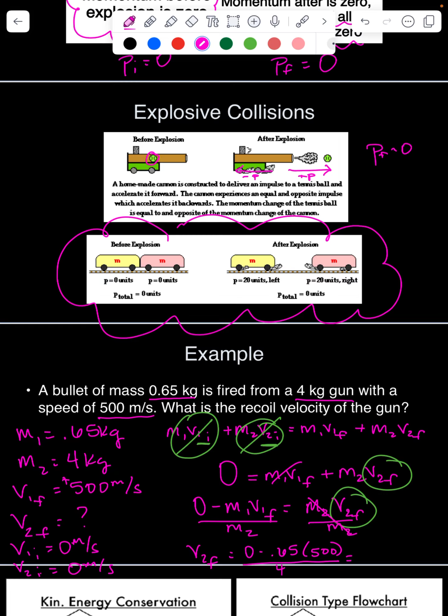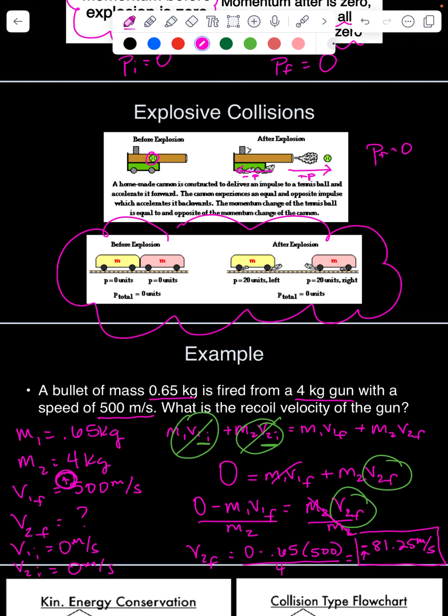All right, so we have 0 minus 0.65 times 500. That's going to give us negative 81.25 meters per second is the recoil velocity of the gun. Now, there are a couple of things that I want you to look at. So that negative is telling us that the gun is going in the opposite direction as the bullet. The bullet, remember, we assumed was going in the positive direction, and the recoil means that it's going in the opposite direction. So that's why it's negative.